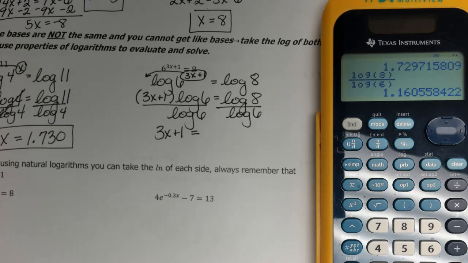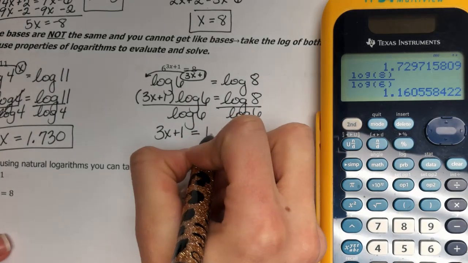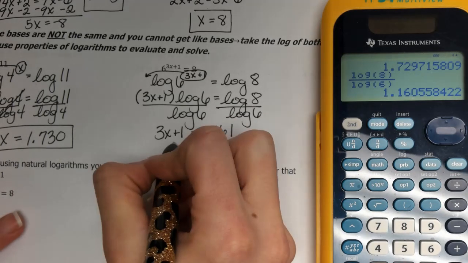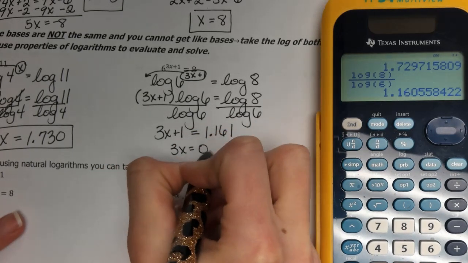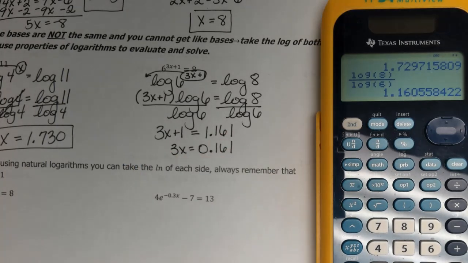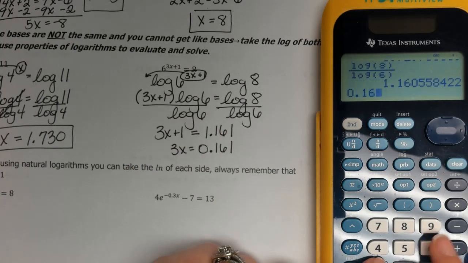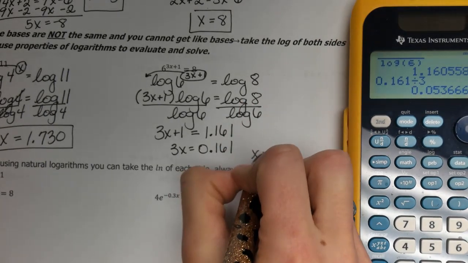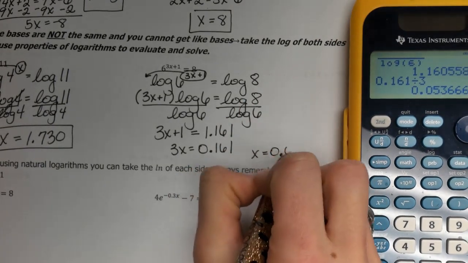1.161. So always round to 3 decimal places. Okay? And so now I'm to a normal solve for x. So I subtract 1. When I subtract 1, that just gives me 0.161. Then divide by 3. X is equal to 0.054.